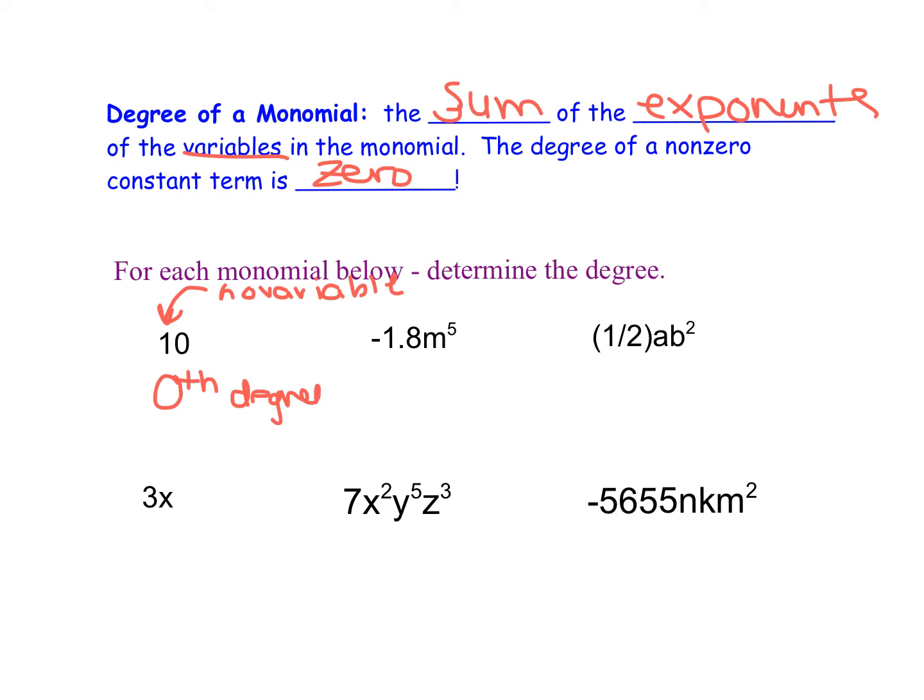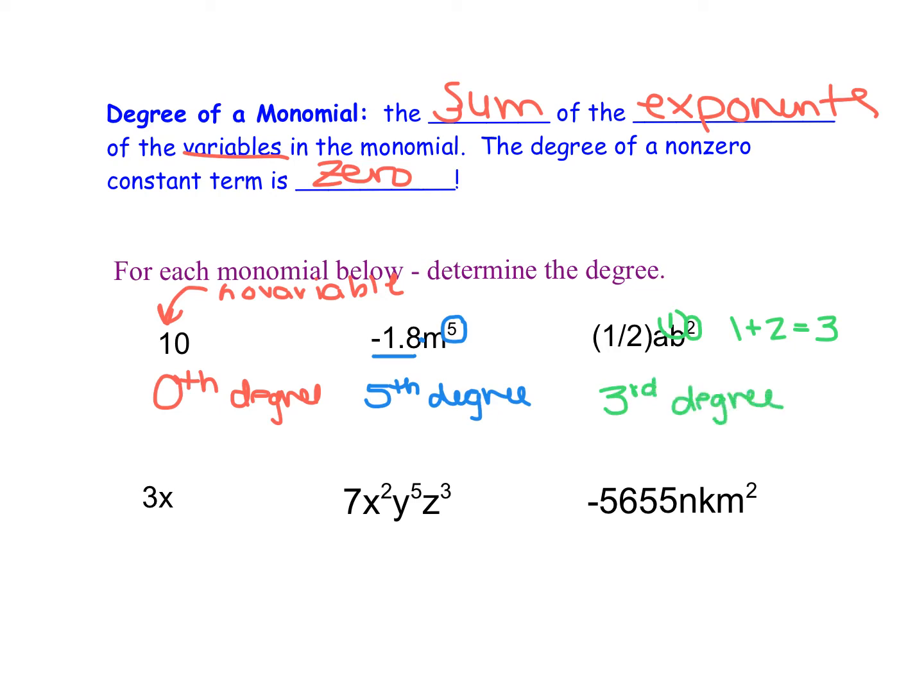Then if I look at the next one, I notice I have a number times a variable with an exponent of 5. So this is a 5th degree monomial. Then if I look at the next one, I notice that I have a to the first power and b to the second. Since I have two variables with two powers, I add them together, which ends up being 3, and as a result, this third expression is a third degree monomial.